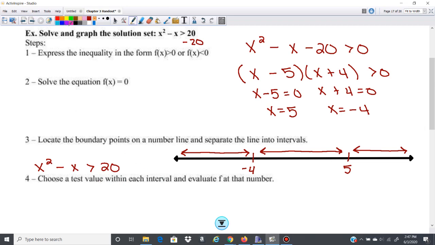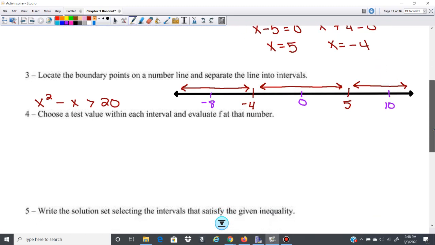We're going to choose a test value in each interval. So I'm going to pick some number that's less than -4, maybe like -8. Then I'm going to pick some number between -4 and 5, and the easiest one for that is 0. And then I'm going to pick a number greater than 5, so maybe 10. Then I'm going to test them and see which of these intervals I can accept.